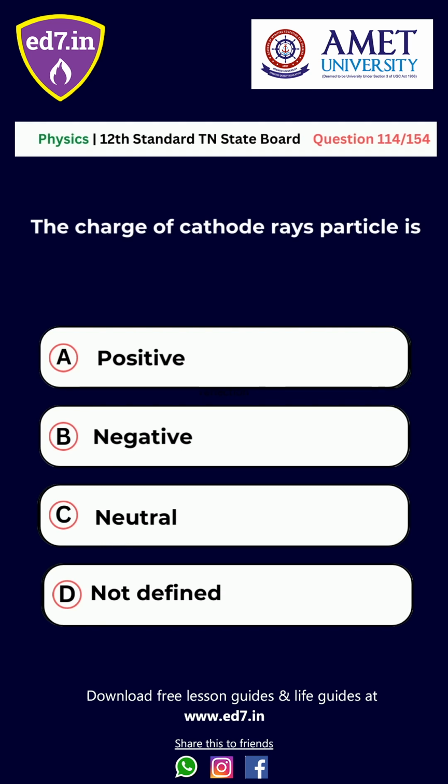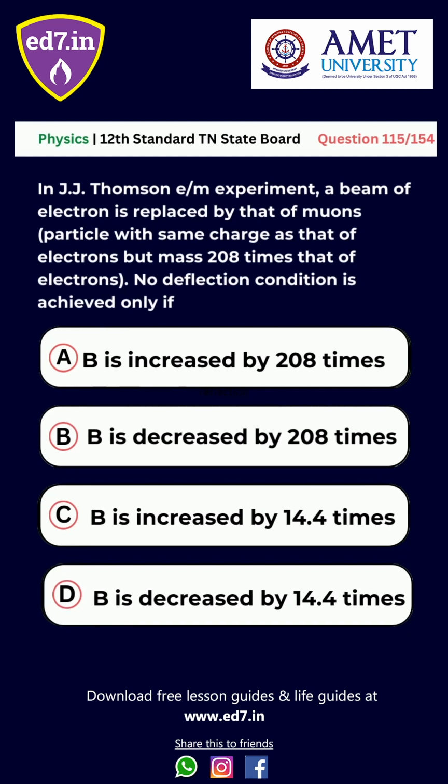The right answer is option B, negative. Question number 115. In J.J. Thomson's e by m experiment, a beam of electrons is replaced by that of muons (particles with the same charge as that of electrons but mass 208 times that of electrons).